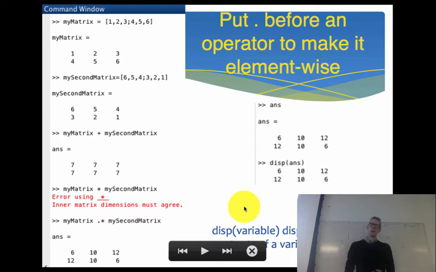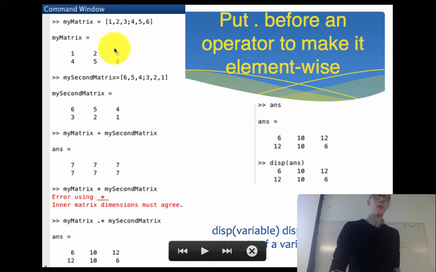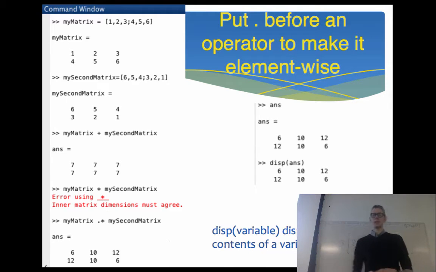element-wise multiply them together. So now we have 1 multiplied by 6 is 6. 4 multiplied by 3 is 12. 2 multiplied by 5 is 10, etc. So every element in the same position is multiplied by the element in the same position of the other matrix, and stored in the corresponding position in our output.